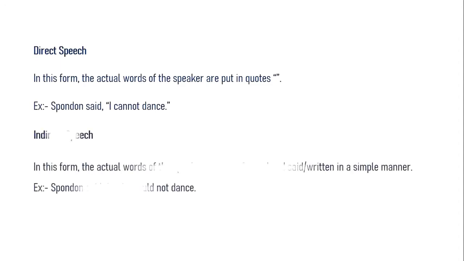Indirect speech, on the other hand, is where the actual words of the speaker are transformed and said or written in a simple manner. Actually, it is said or written in your own way, not the way the speaker spoke. For example, Spandan said that he could not dance. So you can compare the difference between direct and indirect speech from this example. The direct speech example was Spandan said I cannot dance, and we have made the indirect speech of that sentence, which is Spandan said that he could not dance. So this is the basic difference between direct and indirect speech.